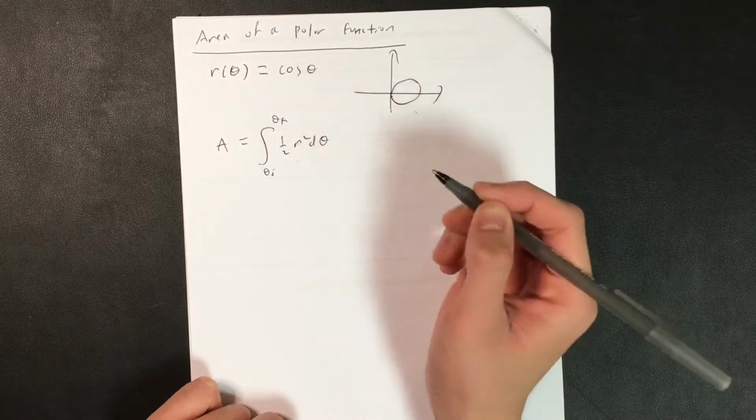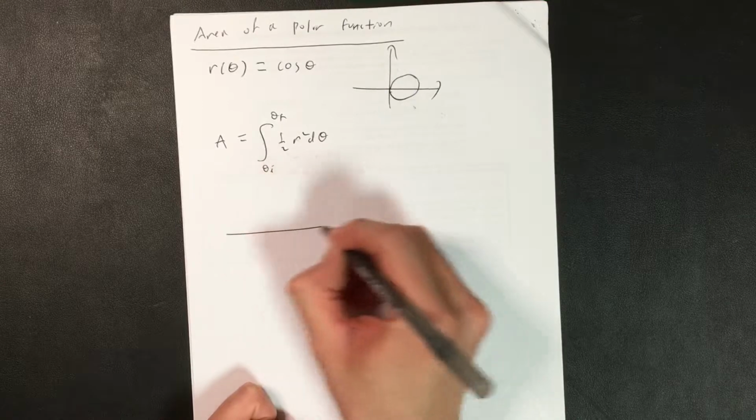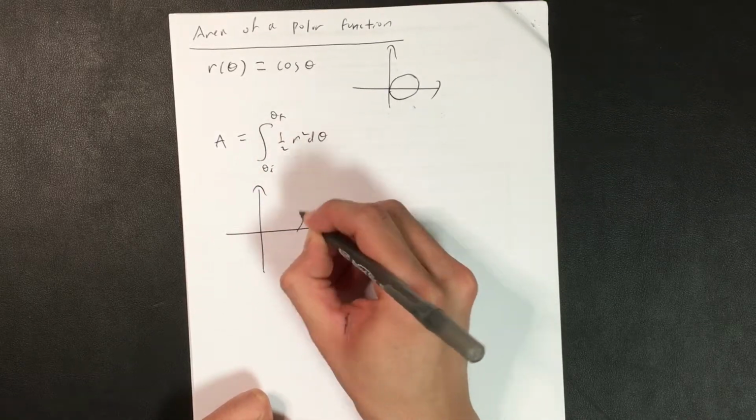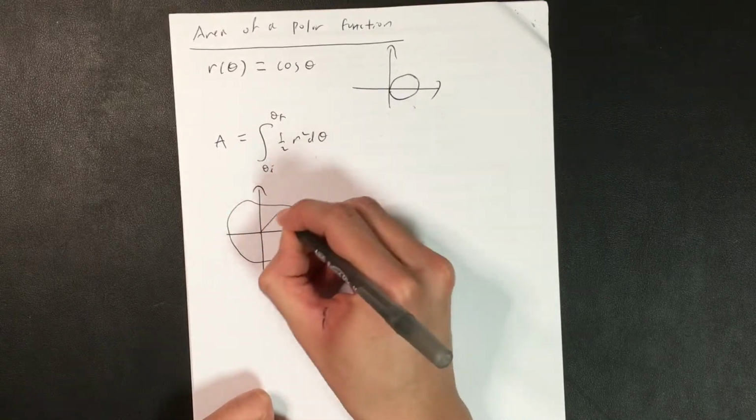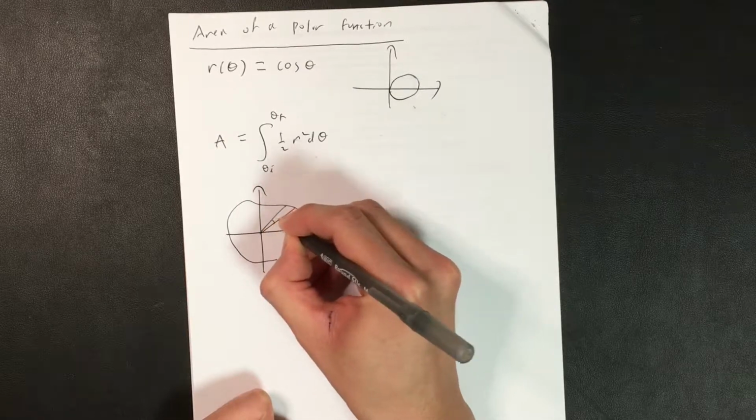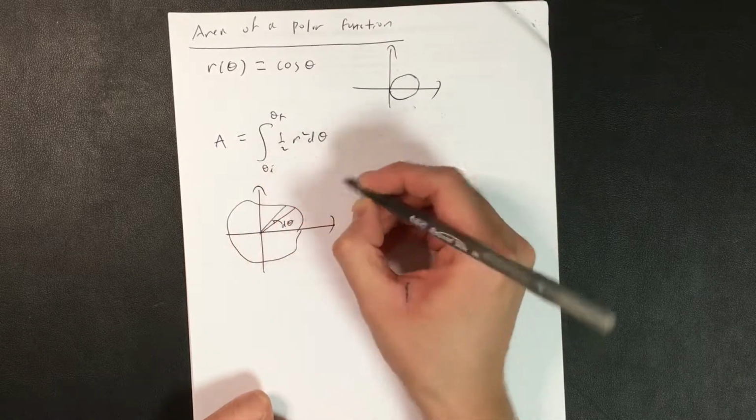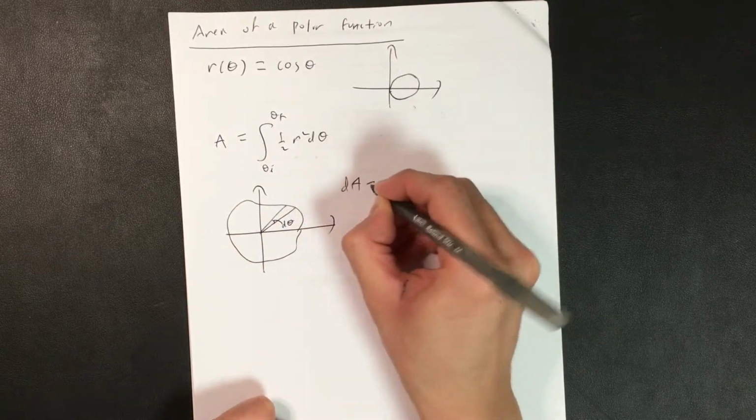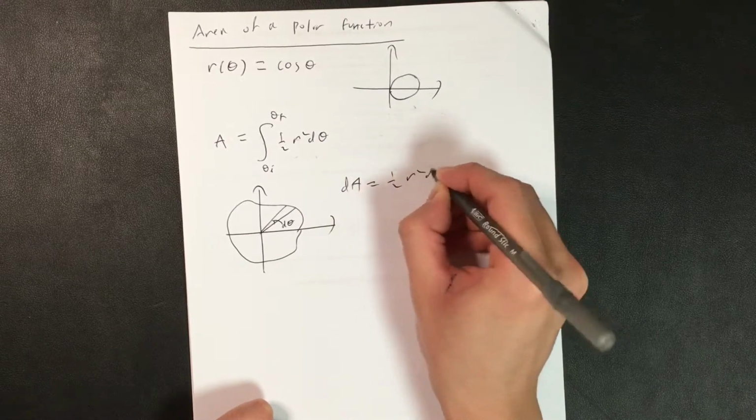squared d theta. And the proof of this is that for some generic polar function that looks like this, the infinitesimal area that is bounded by an infinitesimal angle of d theta equals 1/2 r squared d theta.